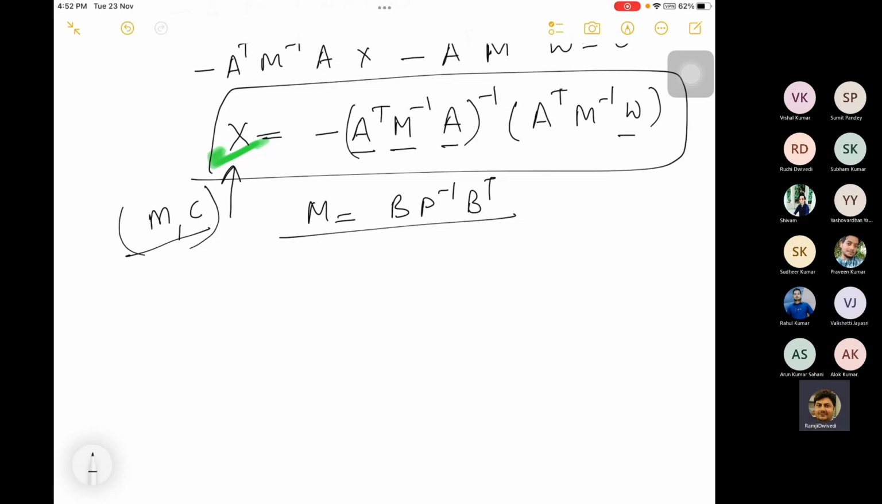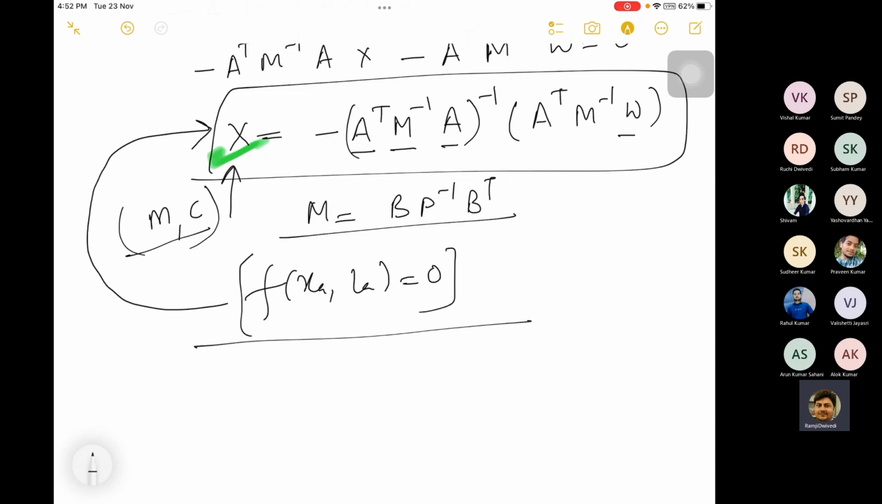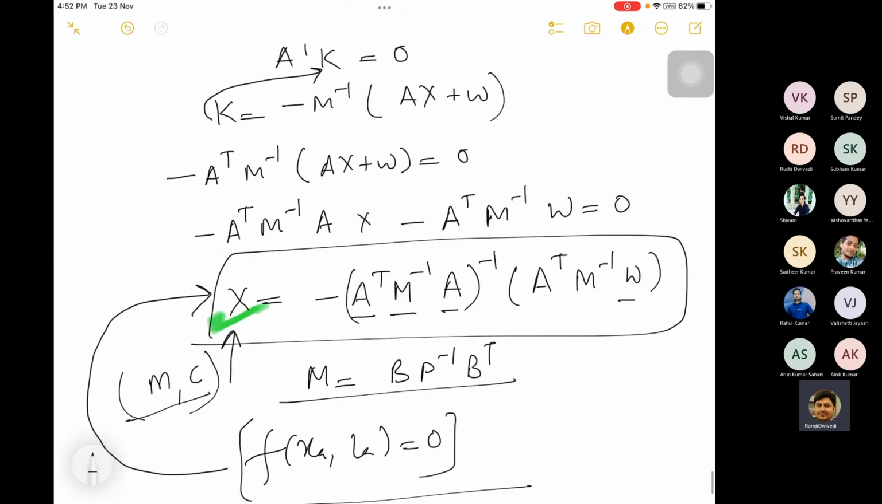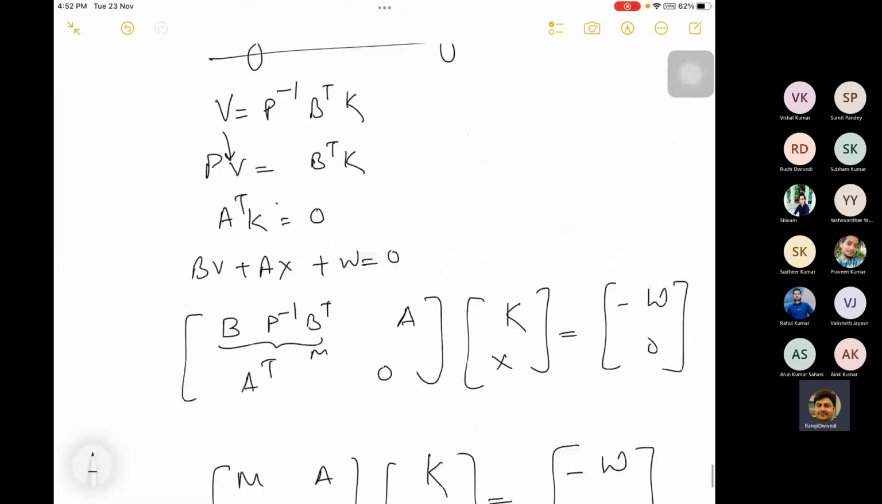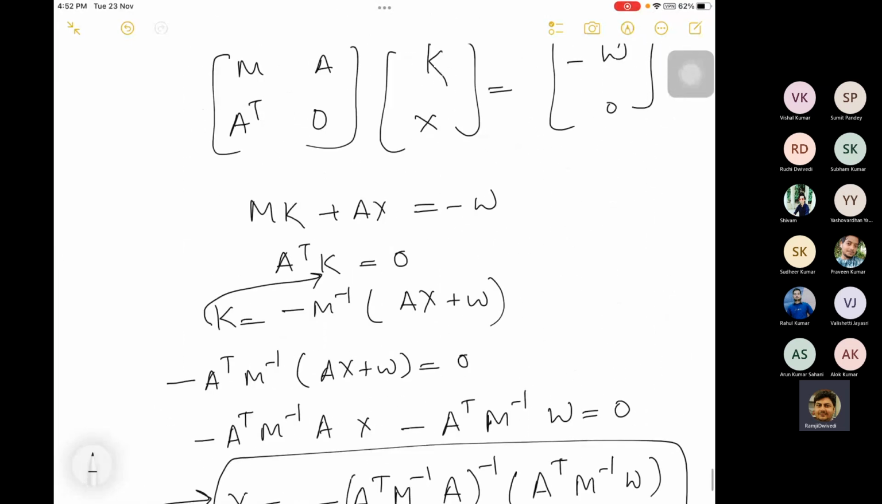So with this, we can have the solution for it, because if we have to find the solution for a combined model, which is nothing but f of X, La is equal to zero, in this kind of fashion, the solution would be given by this. What is X? Obviously, La would be Lb plus V. So you have to find out the V. V would come from this equation, which is P inverse B transpose K.